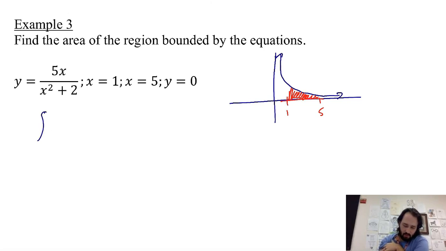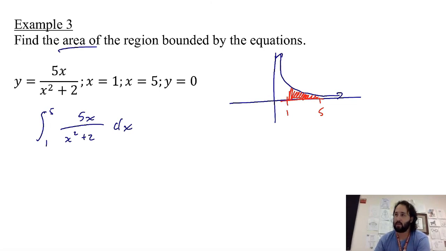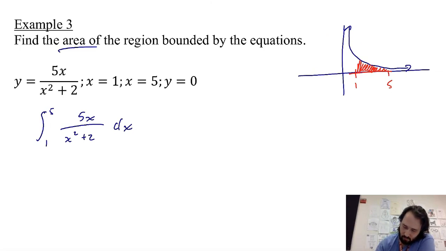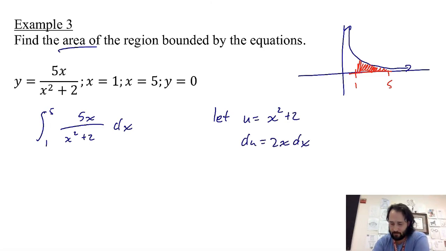So I would set this up as the integral from 1 to 5 of 5x over x squared plus 2 dx. That is what I'm trying to evaluate here. And notice it says area, so I will use unit squared in this case to answer my question. Okay, so I would do u substitution. I'm going to move this over. And I would let u be my whole denominator there. So that du is 2x dx. All right, so I don't have a 2.